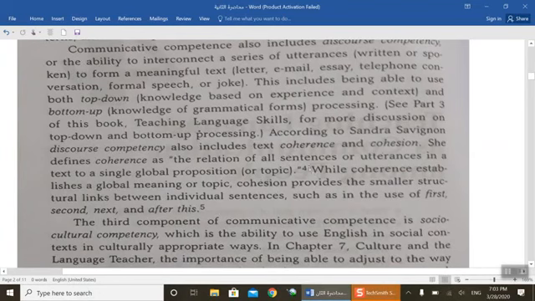While coherence establishes a global meaning or topic, cohesion provides the smaller structural links between individual sentences, such as in the use of first, second, next, and after this. So this is the difference between coherence and cohesion.